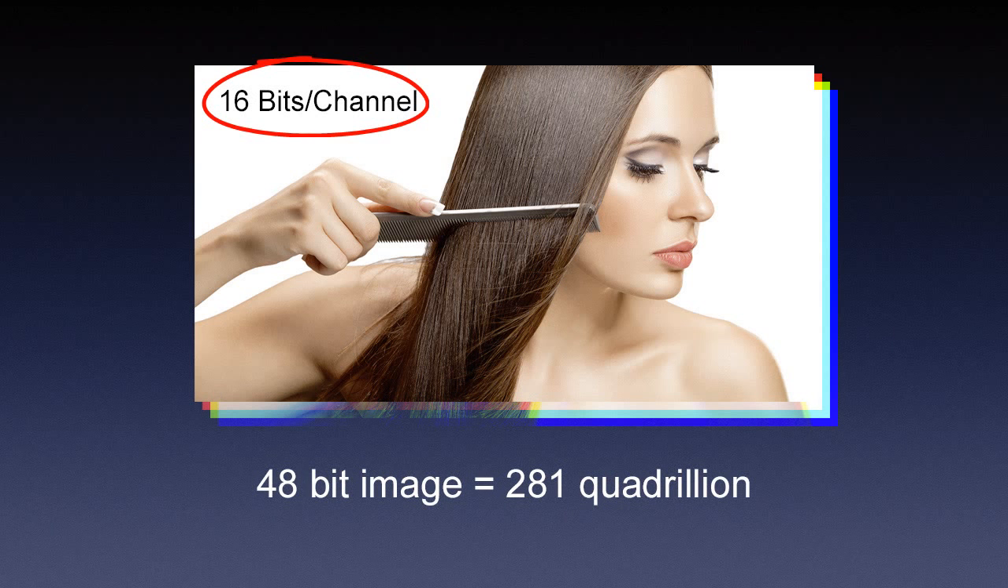In 16 bits per channel, when you have 3 channels, that's a 48-bit image, 16 plus 16 plus 16, and that will give you an incredibly amazing 281 quadrillion possible colors. And that's mind-boggling. That's like 15 decimal places. Just a ridiculous number.